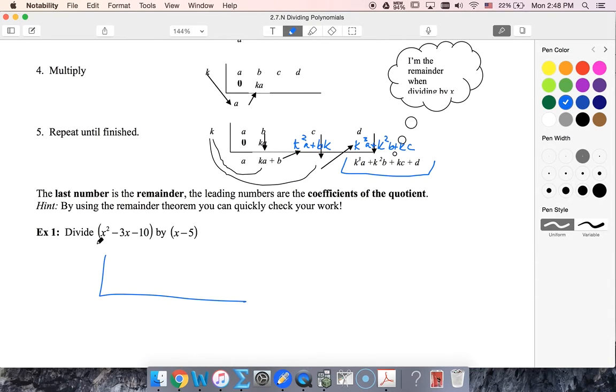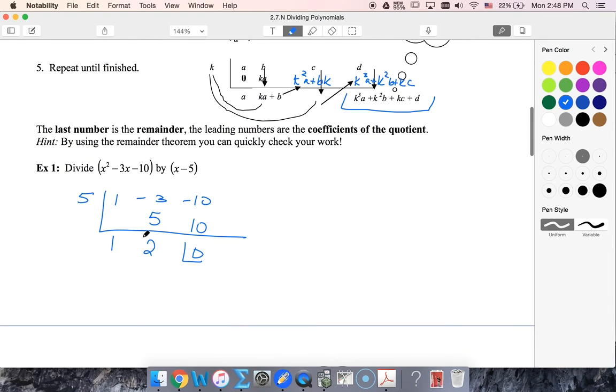All right, so leading coefficients are 1, -3, -10. I don't need to fill in any zeros. Here I put a 5, bring down the 1, multiply, add, multiply, add, and I get 0. So notice I had quadratic divided by linear, so that means that if I take x squared minus 3x minus 10 and divide by x minus 5, what I get is x plus 2.